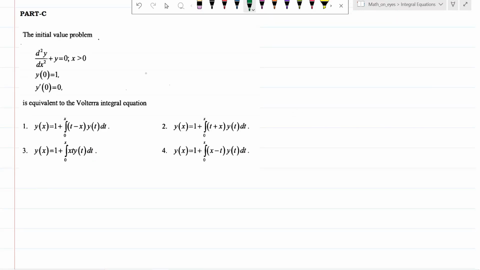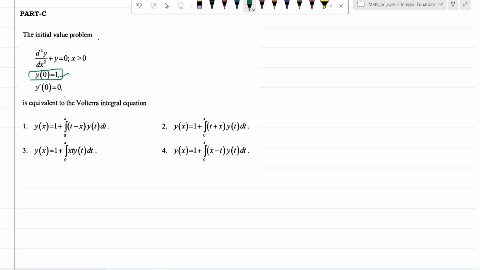Next question. The initial value problem d squared y over dx squared plus y is equal to 0 with the initial conditions y of 0 is equal to 1 and y dash of 0 is equal to 0. First, we will verify whether this condition is satisfied by all the options or not. So here y of 0 is equal to 1. Since we have 0 here, we will put the upper limit as 0. If lower limit and upper limit are same in an integral, then the integral will become 0. So here this part will become 0 and here also 0. So every option is going to give you y of 0 is equal to 1. This is being satisfied by all the options.